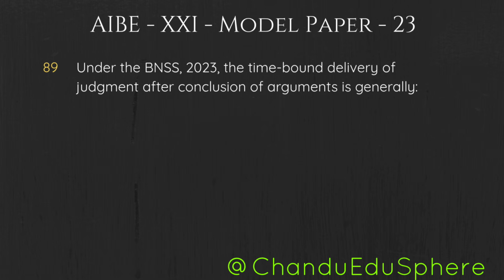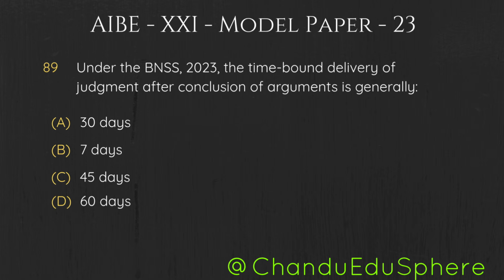Under the BNSS 2023, the time-bound delivery of judgment after conclusion of argument is 45 days. Section 392 of the BNSS 2023 requires the judgment in every trial to be pronounced within 30 days of the completion of arguments, extendable up to 45 days for recorded reasons, introducing a fresh statutory timeline absent in the old CrPC.